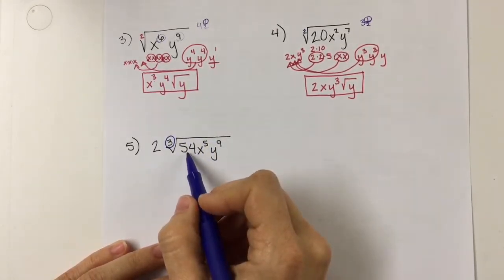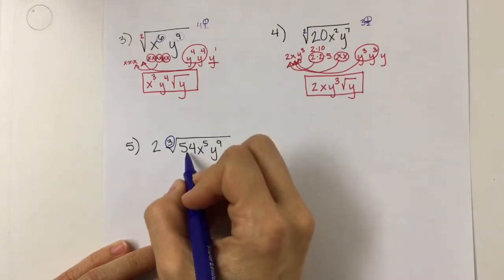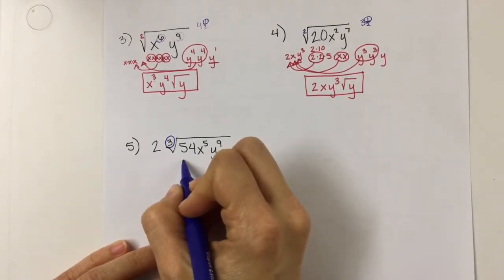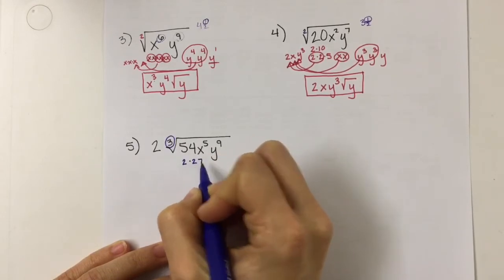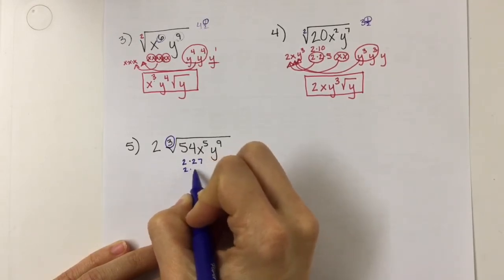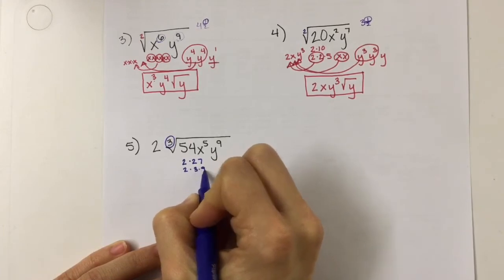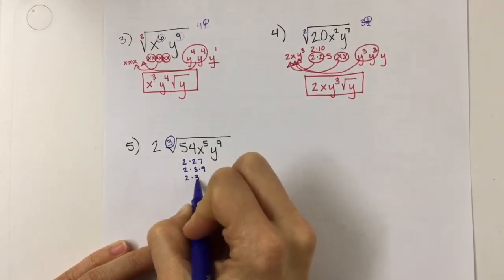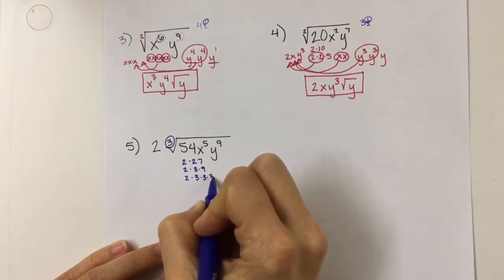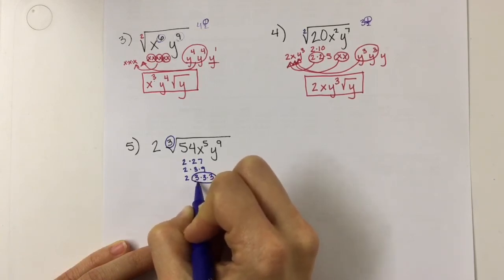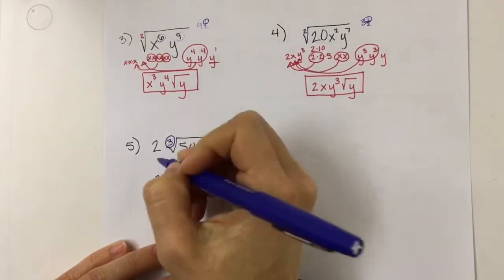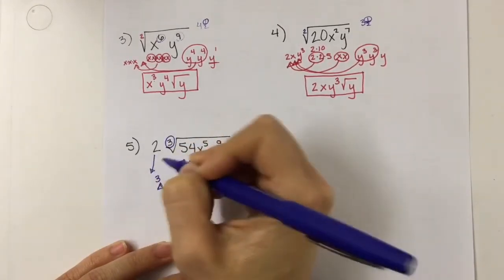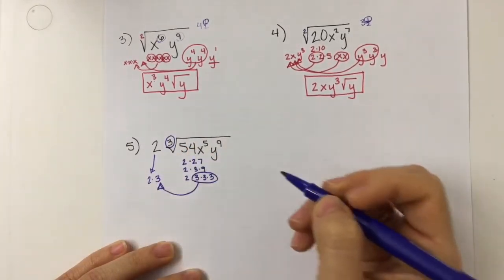So I'm going to start off by breaking down my coefficient. 54 I know is an even number, so I'm going to divide that by 2, and that gives me 2 times 27. 27 I know is 3 times 9, but 9 I can break down even farther, and notice I have a 3 of a kind. They're going to come out. Don't forget, I also have this coefficient I'm going to have to keep track of.